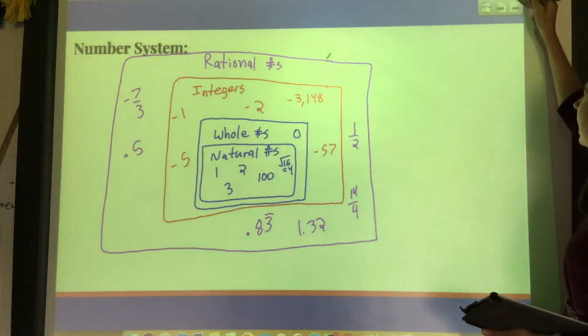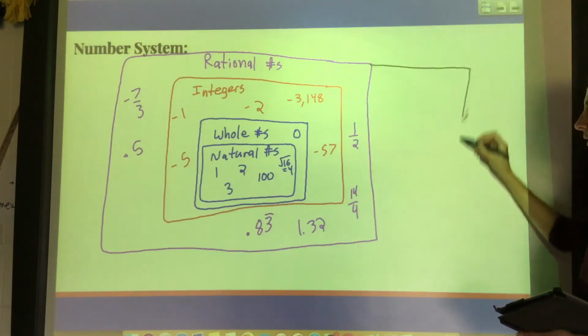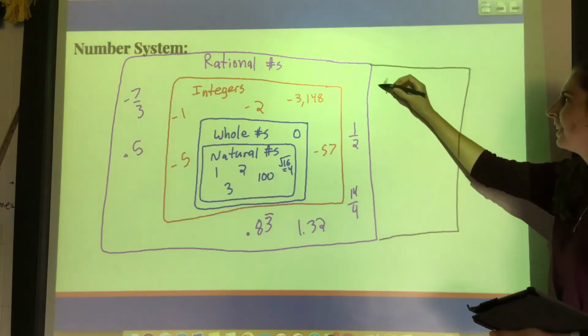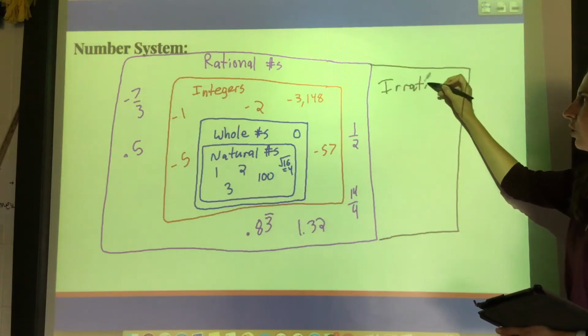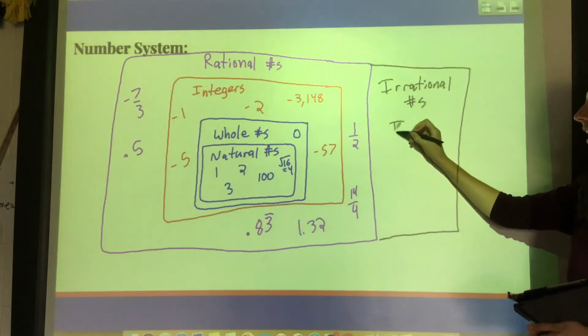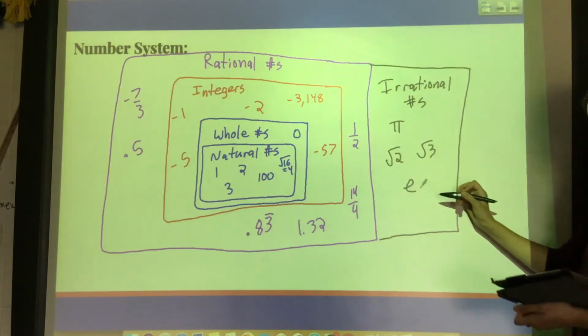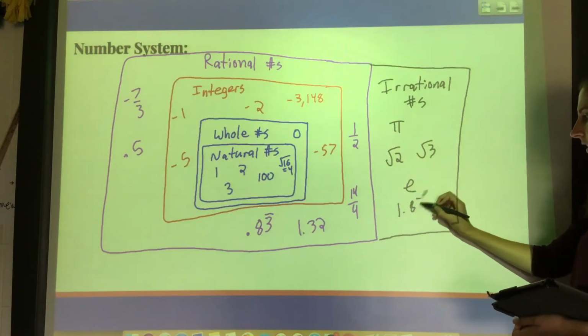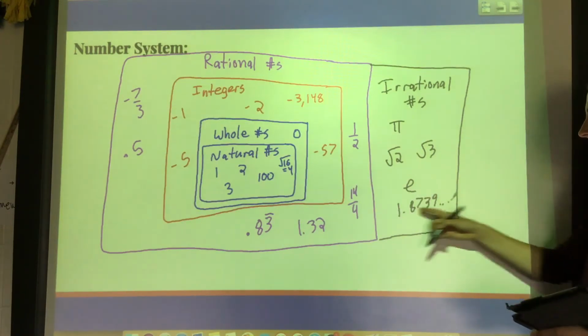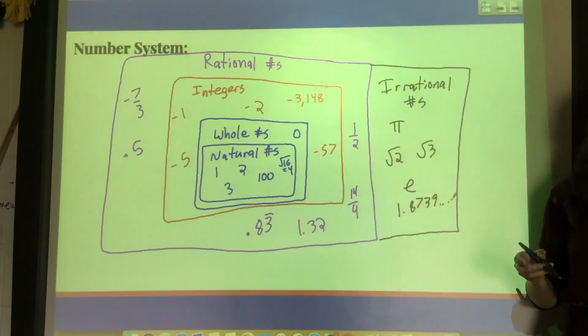Then you also have irrational numbers. Those are their own separate category. Irrational numbers don't include any of those. Irrational numbers are things like pi, and the square root of 2, and the square root of 3, and e, and like 1.8739, just a decimal that goes forever without repeating, without ending. Those are the irrational numbers.